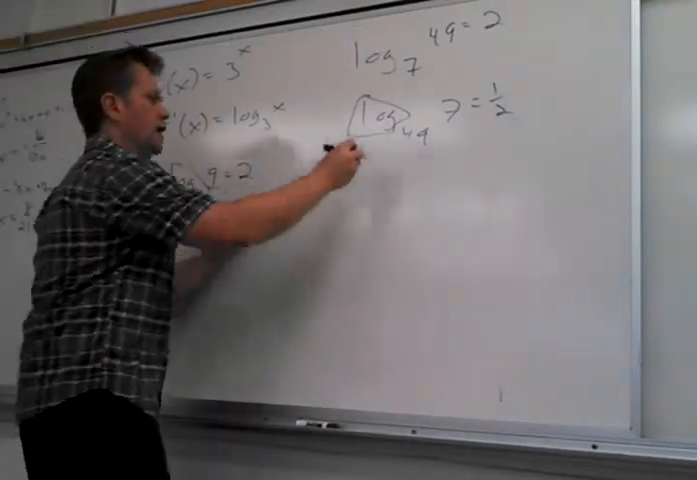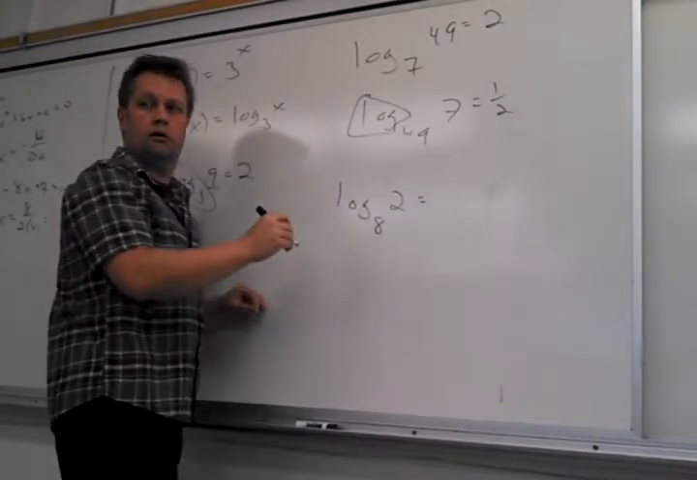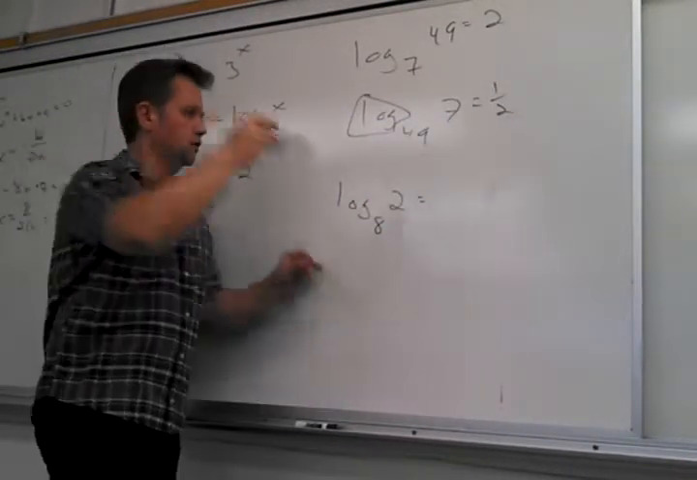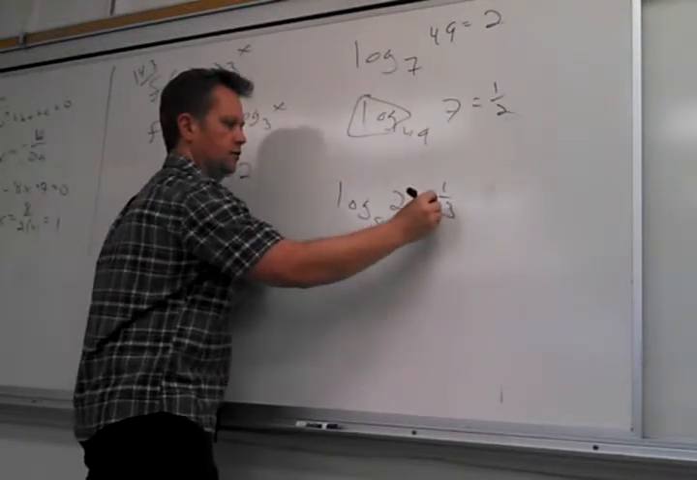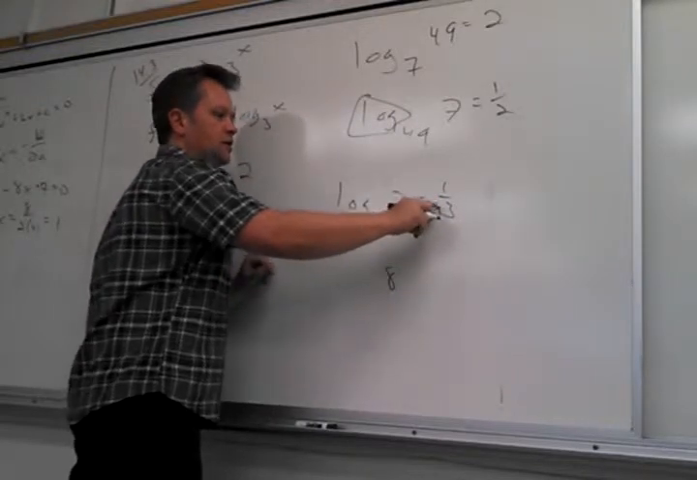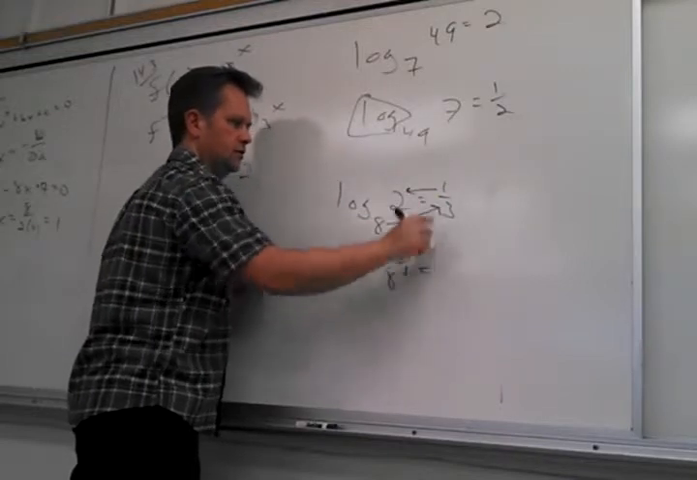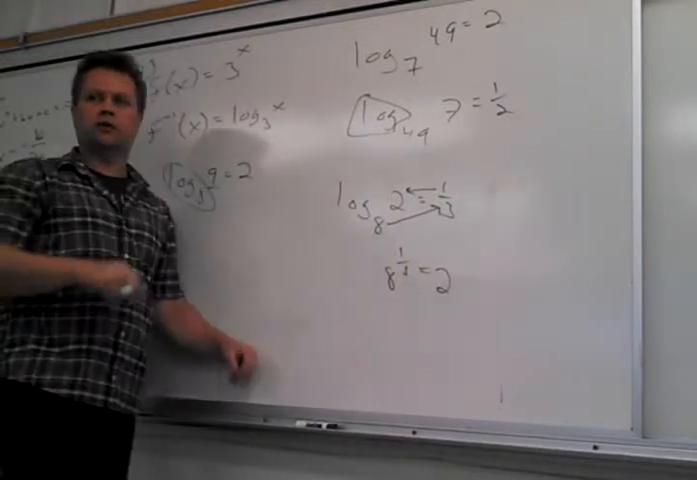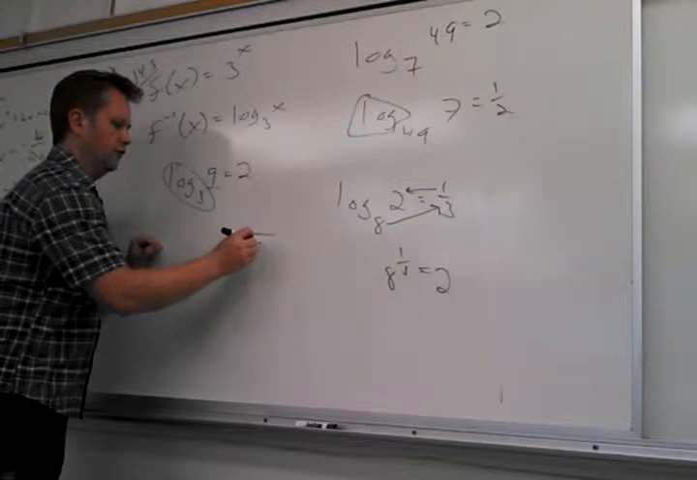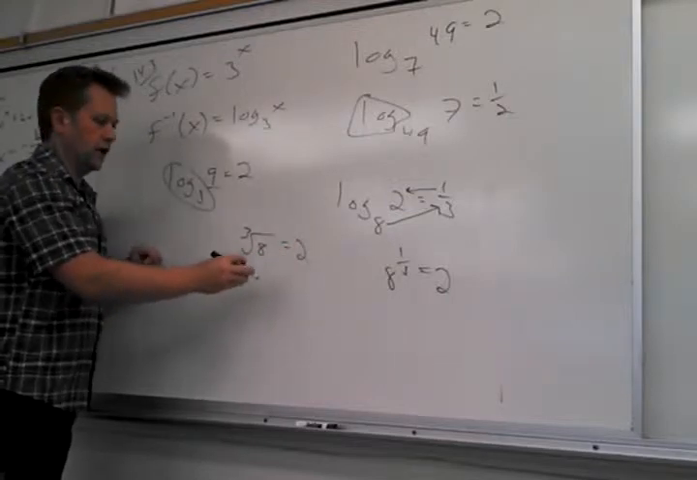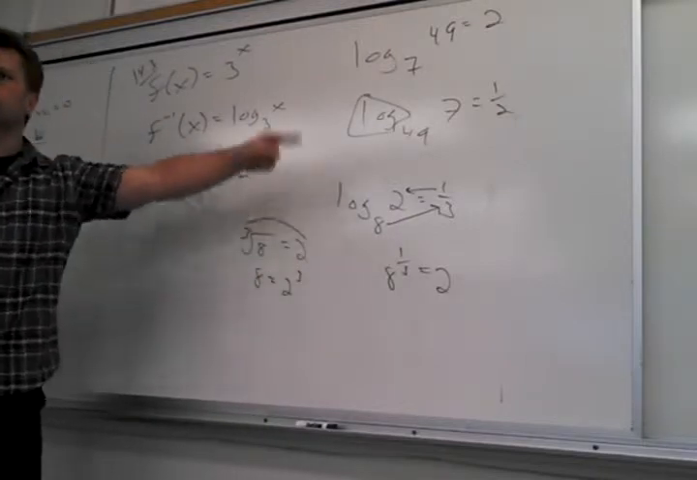To rewrite it, what's log base 8 of 2? It's 1/3, because the cube root of 8 is 2. So how do I rewrite this? 8 to the 1/3 power is 2. So I can always rewrite a logarithm as an exponential. The same way, if cube root of 8 is 2, can't I rewrite that as 8 equals 2 cubed? It's exactly the same thing.